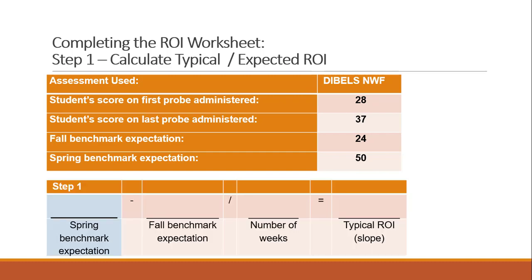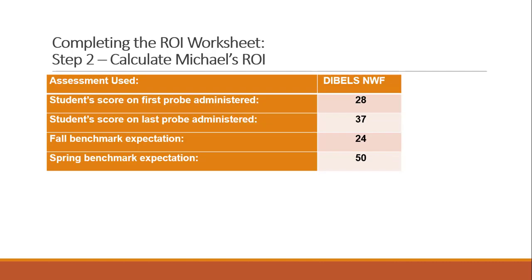So from this, you can take the spring benchmark expectation, subtract the fall benchmark expectation, and so that tells you how much the child was expected to grow, like the average kid grew that number of points, that difference between spring and fall. And the total number of weeks, average in a school district is 40 weeks. So the average student is improving by 0.65.